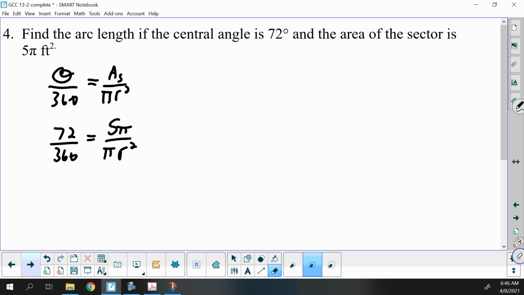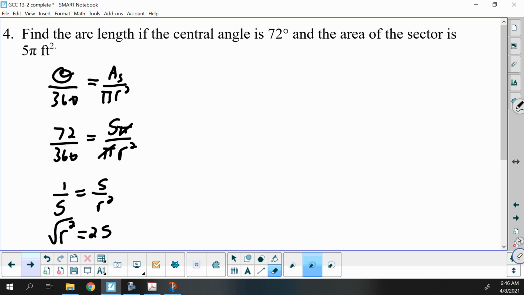Again, you don't have to do this. You could just cross multiply right now, but I think it's nice to reduce that fraction on the left and do any reducing you can on the right as well. Makes things a little easier to cross multiply. If you reduce 72 over 360, just by punching it in the calculator, you end up getting that that's 1/5. The pi's divide out, and we're left with 5 over r squared. If we cross multiply, r squared would equal 25.